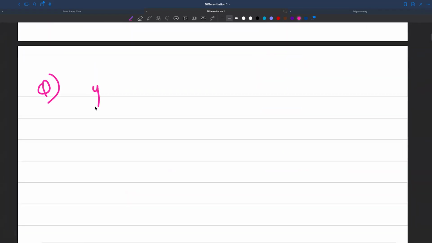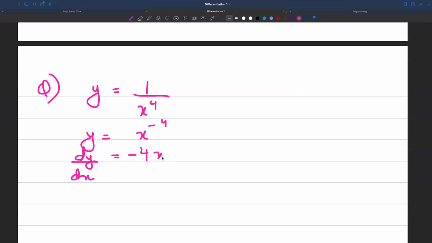If it is y is equals to, look at the board beta, 1 upon x to the power 4, the first thing you will do is you will bring it in the numerator and write it like this. And then you will differentiate. So this will become minus 4x and then you subtract 1, minus 5. I never said you can do it as per your wish, every time subtracting 1 is a must, right?